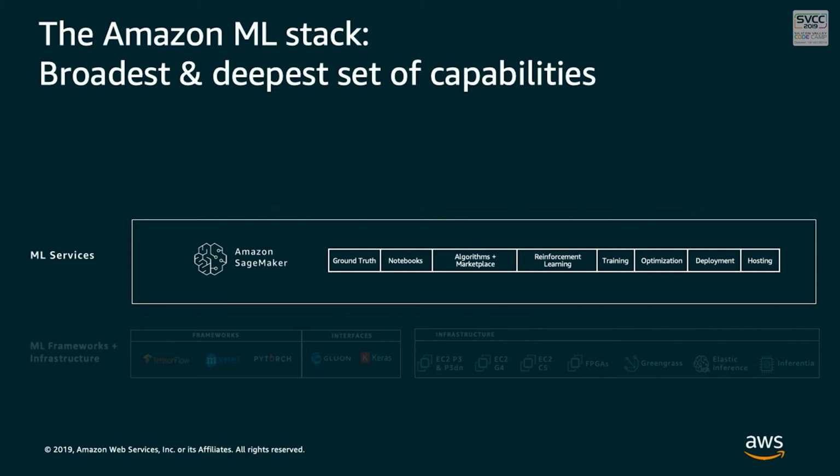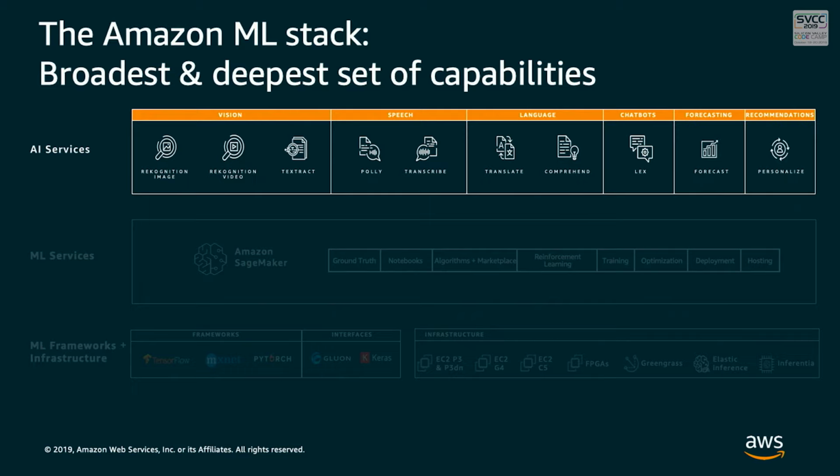And last but not least, at the very top is what we call AI services. These are cognitive services because they resemble human cognition. This is where we can do things like recognition, where you give me an image and I can tell you whether there is a person in the image, and whether the person is smiling or frowning. That's also where things like Lex and Polly sit, which are the back end for Echo.